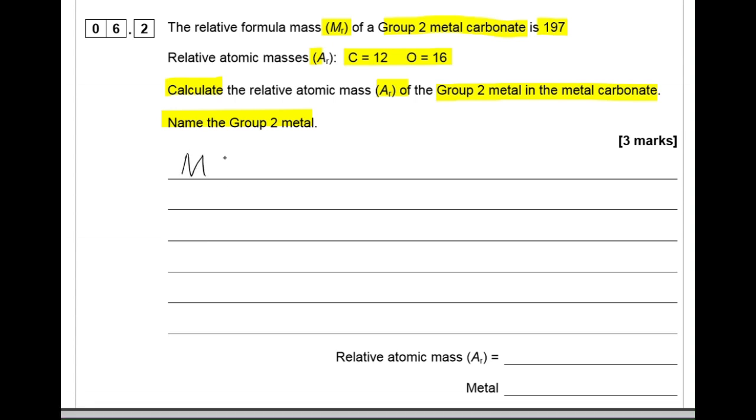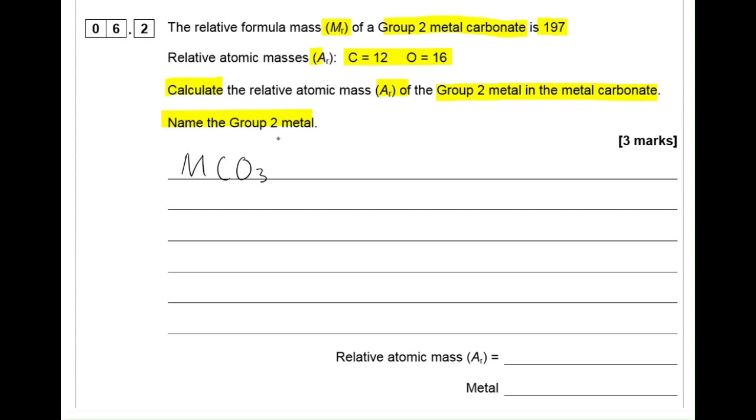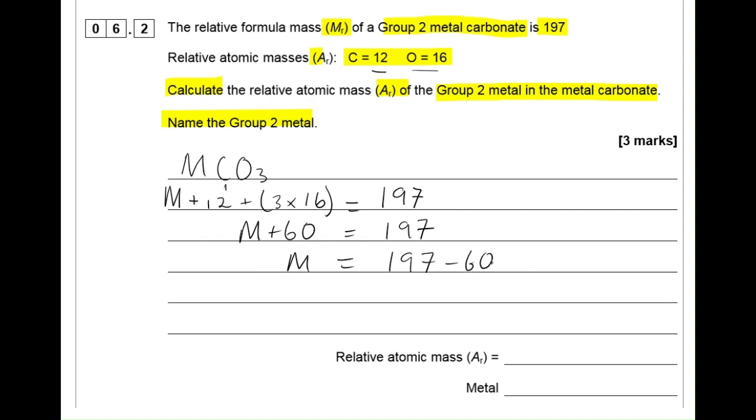Now we're given the Ar for carbon, which is 12, and oxygen, which is 16. So M plus 12 plus 3 times 16 equals 197. So we end up with M plus 60 equals 197. Then if we evaluate this, we end up then with M equals 197 minus 60 equals 137. So the relative atomic mass of the metal, the Ar, is 137.